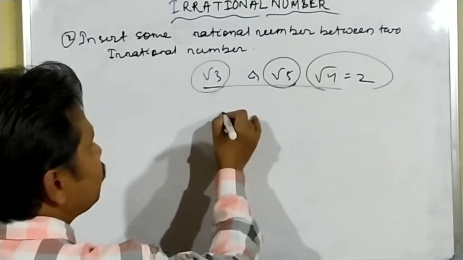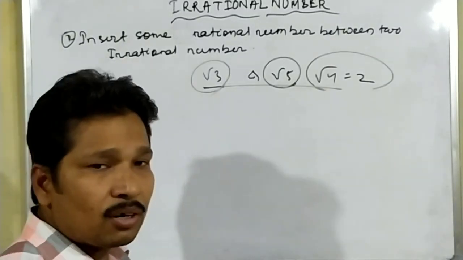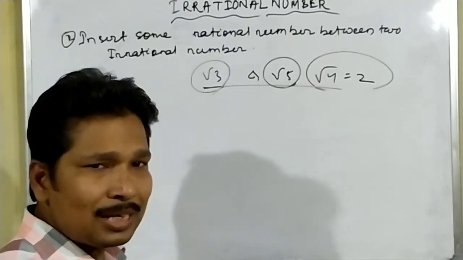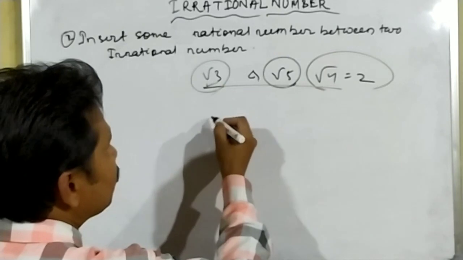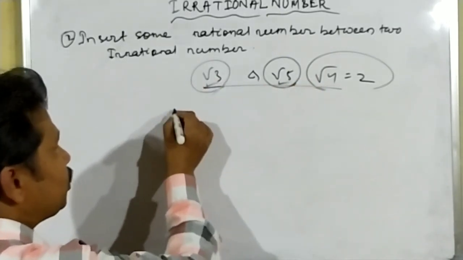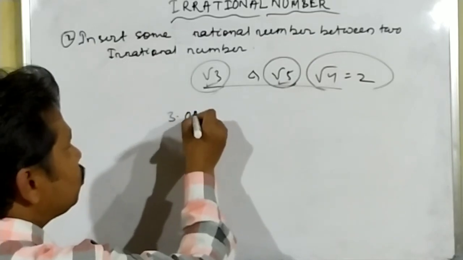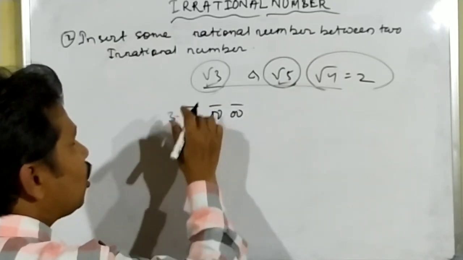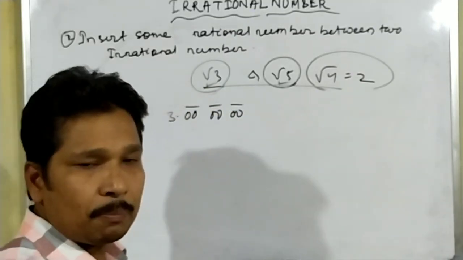So root 3, that means we have to find the root of 3. By which method? In the division method. In the division method we have to find the root of 3 as well as the root of 5. So first of all, root 3. So 3, 0, 0, 0, 0, 0, 0. We have to find the root of 3 up to 3 decimal places.